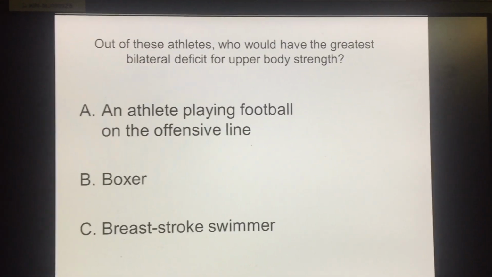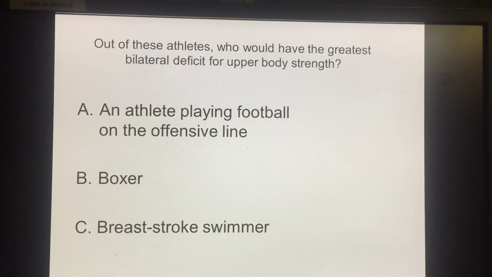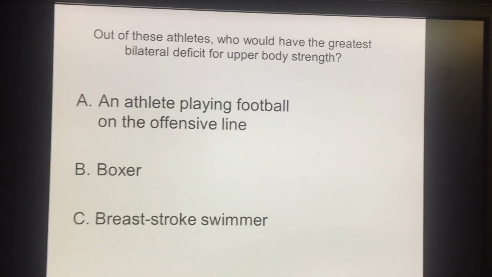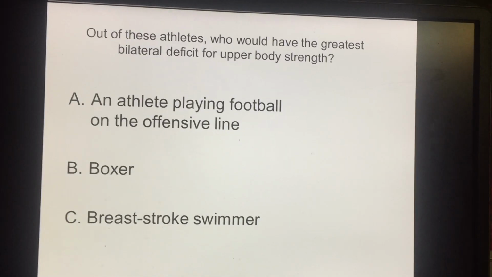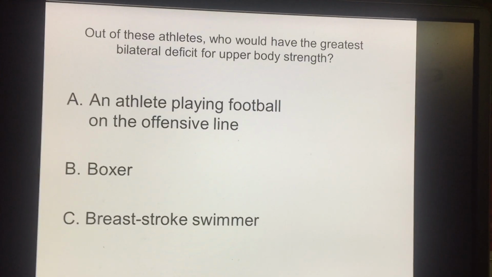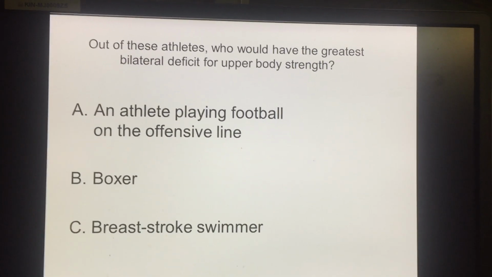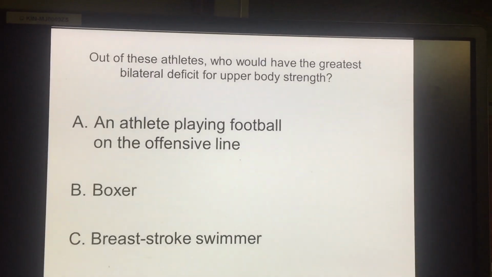So out of these athletes, who would have the greatest bilateral deficit for upper body strength? So there's an athlete playing football on the offensive line, there's a boxer or breaststroke swimmer. The correct answer here is the boxer, because they're using unilateral contractions on a regular basis, and that increases your bilateral deficit. So their unilateral strength would become stronger relative to their bilateral strength.